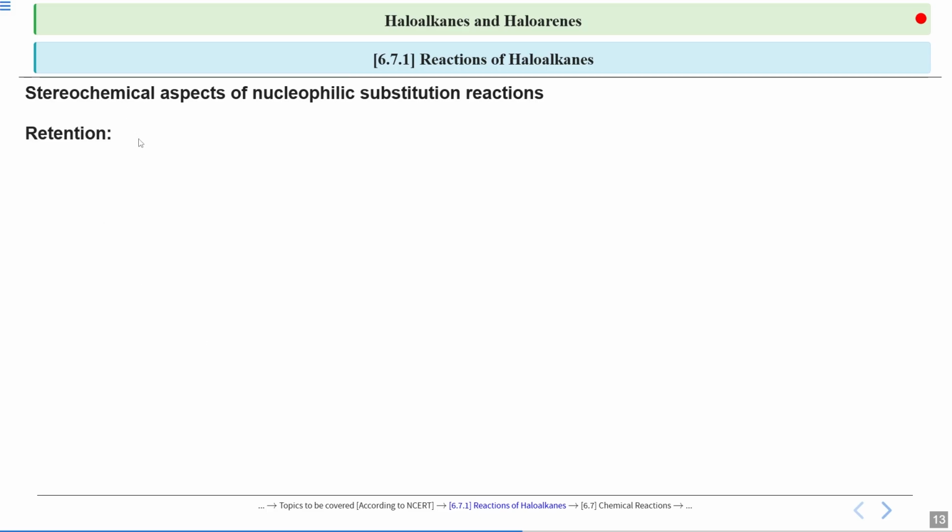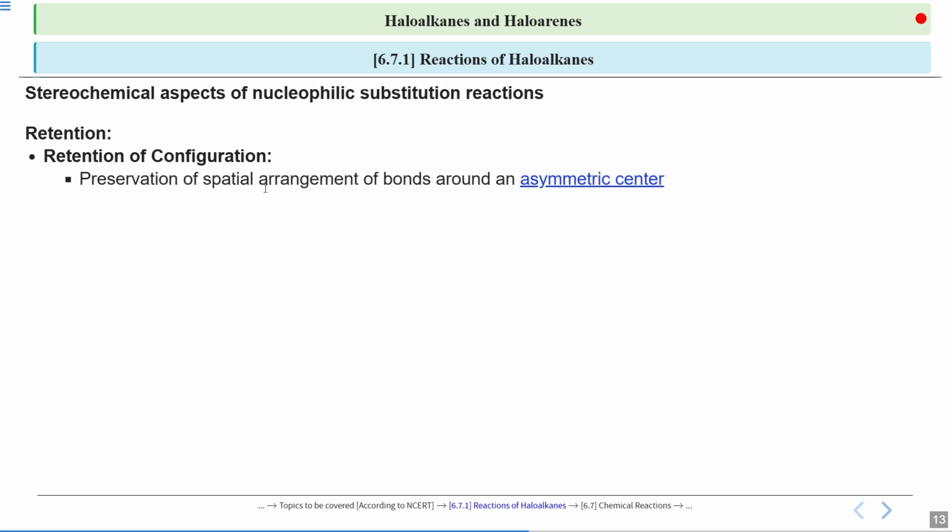Now let's talk about retention. They are important terms that will help you in understanding the stereochemical aspects of nucleophilic substitution reaction. So understand them very, very carefully. The next important term is retention. Retention of configuration. What does it mean?